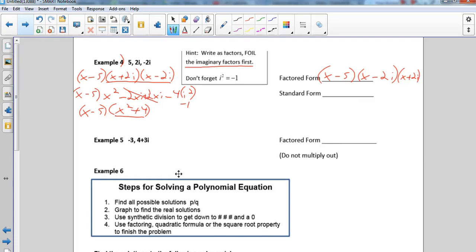And now we're going to distribute the x and get x cubed plus 4x, and then distribute the negative 5: minus 5x squared minus 20. Remember, in standard form, we need to write it in descending order. So x cubed minus 5x squared comes next, then the 4x, and then the negative 20.